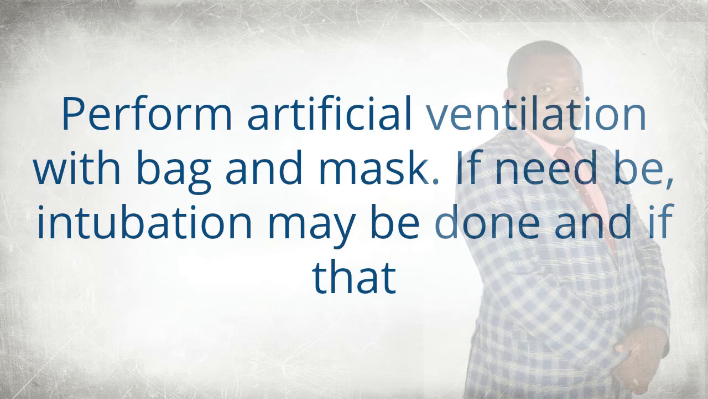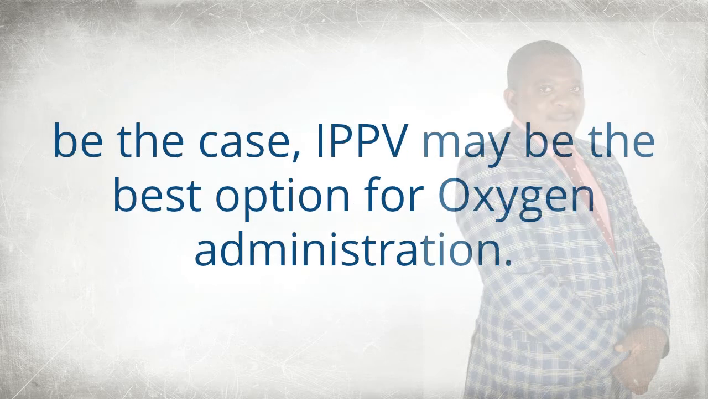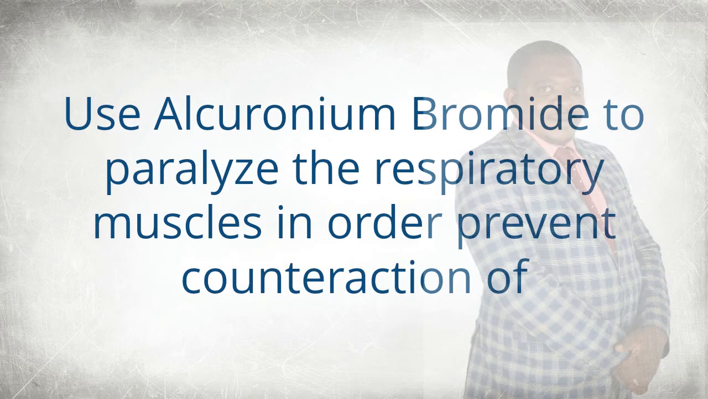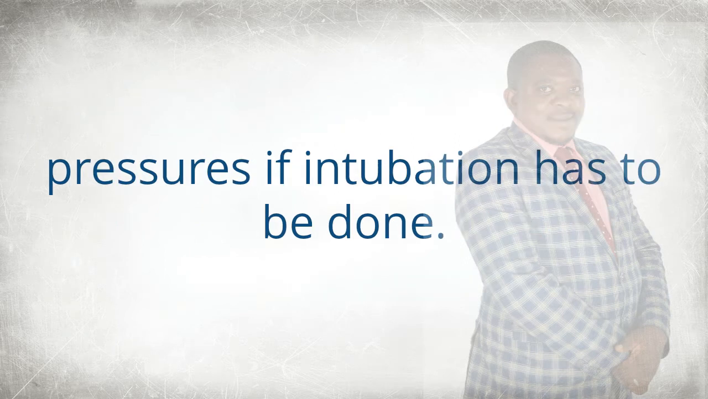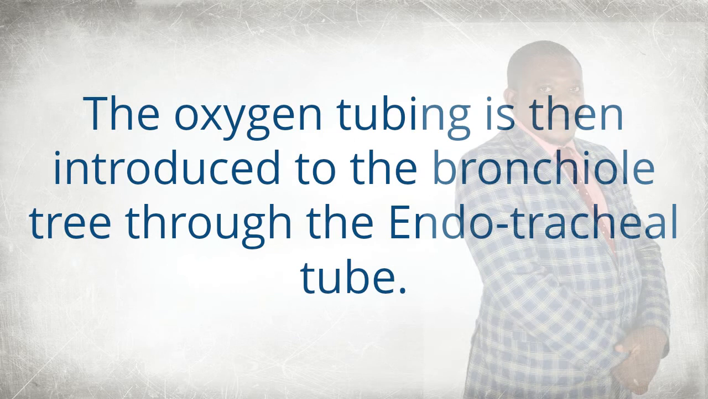If need be, intubation may be done, and if that be the case, IPPV may be the best option for oxygen administration. Use alcuronium bromide to paralyze the respiratory muscles in order to prevent counteraction of pressures if intubation has to be done. The oxygen tubing is then introduced to the bronchial tree through the endotracheal tube.